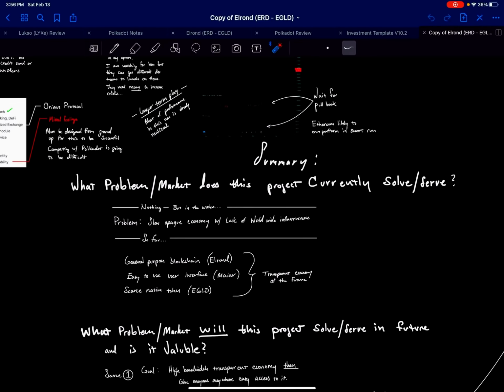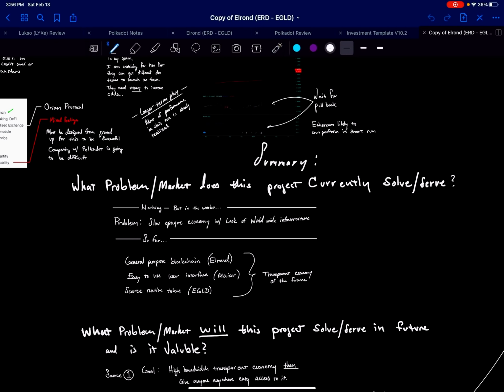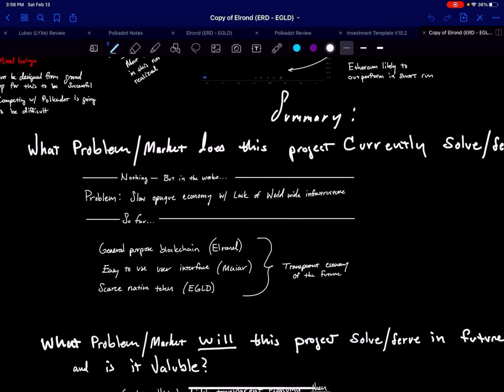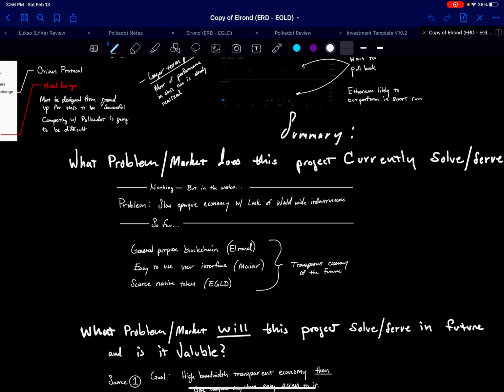Okay. So what problem does this project currently solve? Well, nothing, but it works. Like it's live. The blockchain's live. They recently put out their Mirror wallet, and that wallet is the user interface. It's a simple to use interface. What they're going for here is easy to use.